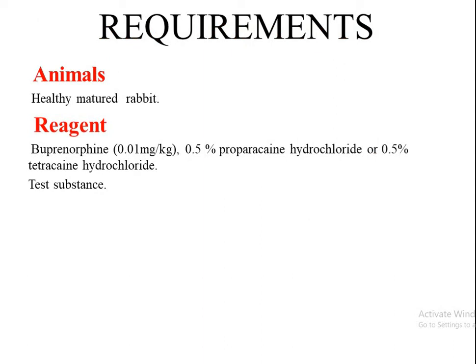So the requirement for this experiment: we require a healthy matured rabbit and a drug, buprenorphine, at a specific dose, and 0.5% proparacaine hydrochloride as anesthetic. As an analgesic we will use buprenorphine. And we will also use the test substance, the substance which we will use to check whether that substance is irritant for the eye or not.